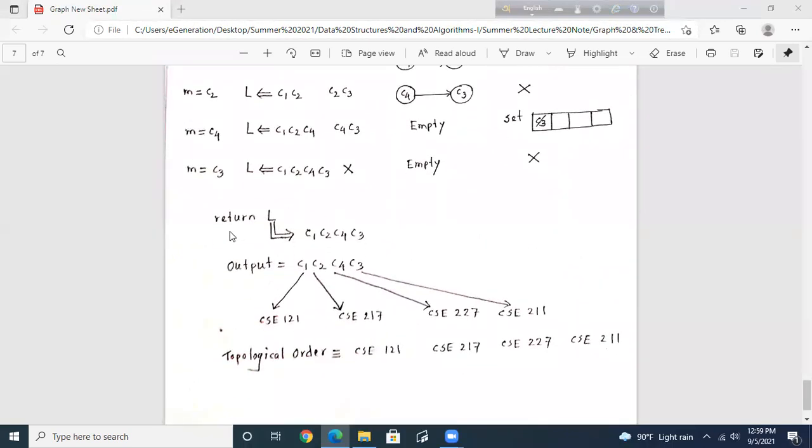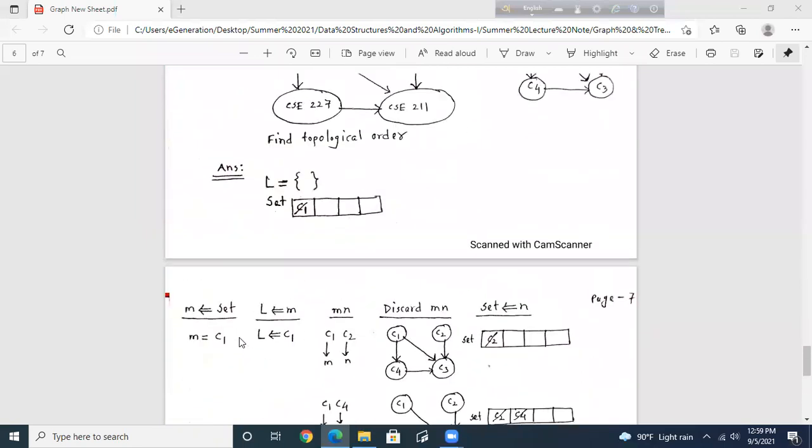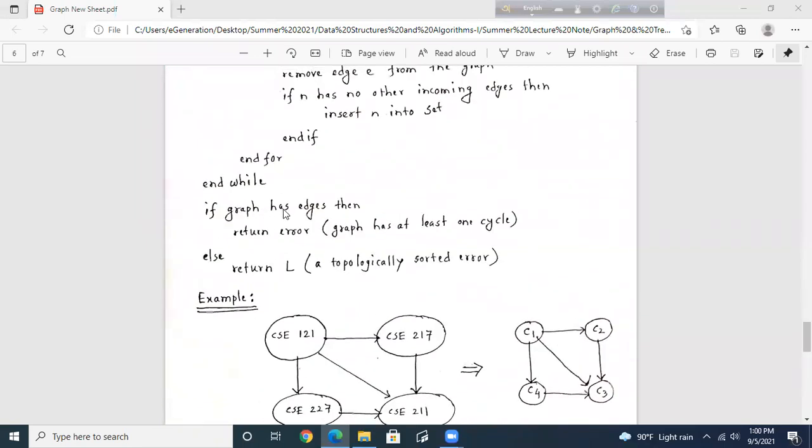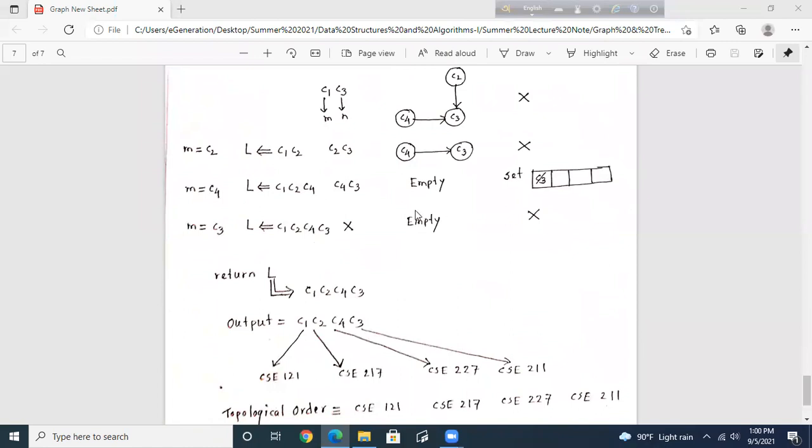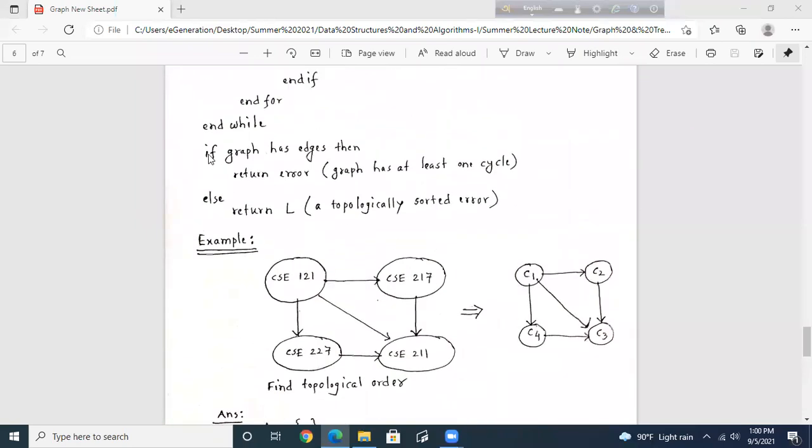So dear student, find what is your final output. According to the algorithm, if the graph has edges, then return error. But if you look at our final stage, our graph is not available. Our graph is empty. Since our graph is empty, according to the algorithm the program will go for the else part: return L. You have to return L because our graph is empty.